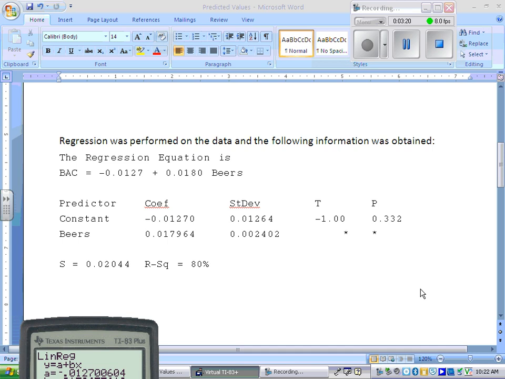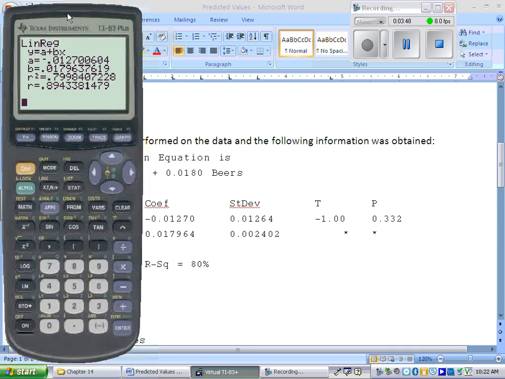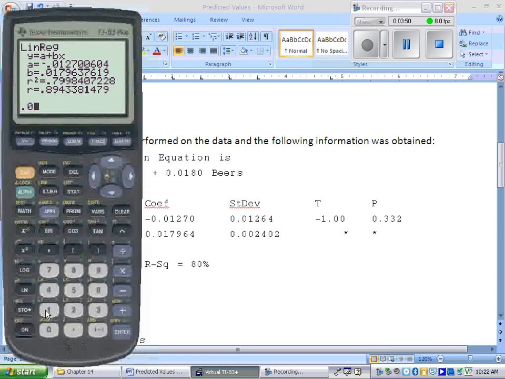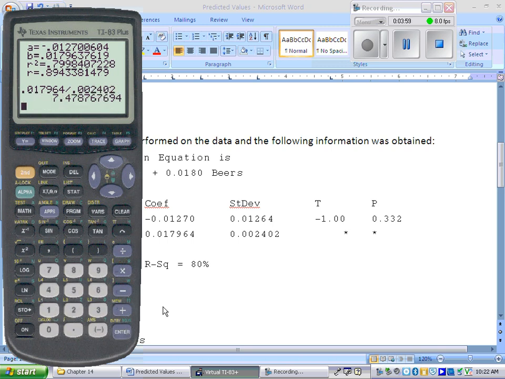So how could I figure out T and P? What's the formula for T? Good, it's B divided by SEB. Sometimes that's called the T ratio. Some of you guys may want to write B minus beta divided by SEB, but we're hypothesizing beta to be 0. So in order to figure out this value right here, I'm going to take this number and divide it by this number. So let's go here and see, this is 0.017964 divided by 0.002402. That's my t-test statistic.